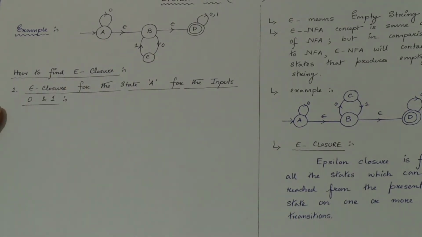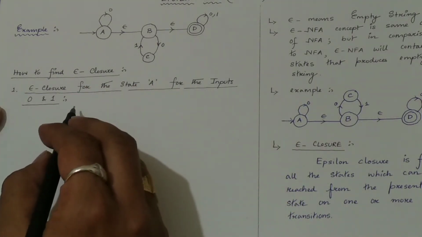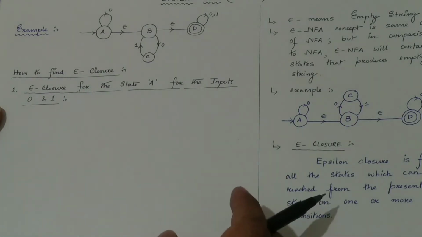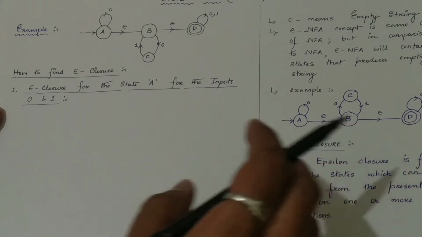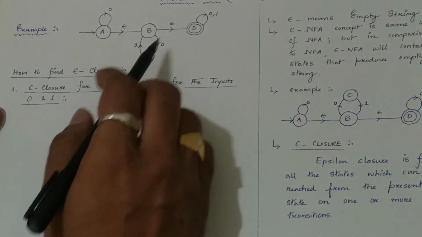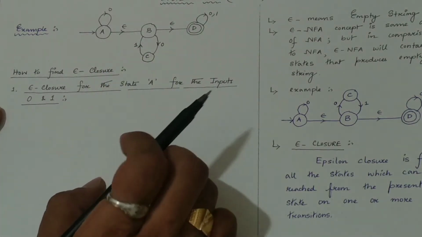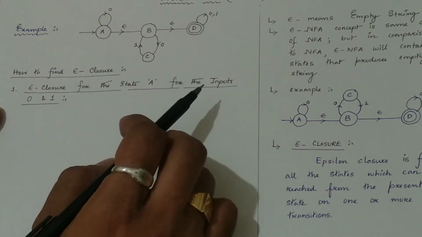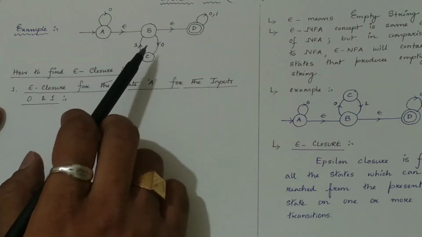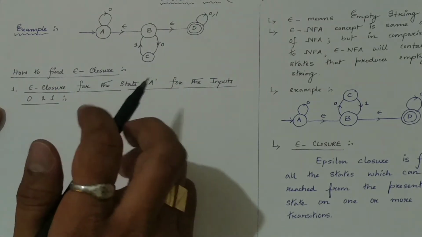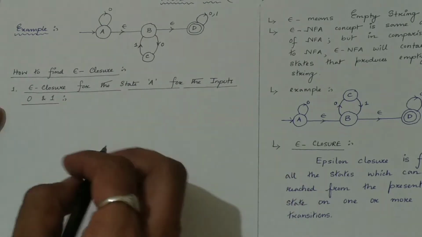The working principle asks how to find the epsilon closure for every state. You have to find it for every state involved in this diagram: for A, for B, for C, for D. That means 4 states, and I have to find the epsilon closure for each and every state for both inputs. How many inputs do I have? 0 and 1. For both inputs I have to find it for four different states. So let us start off with state A.